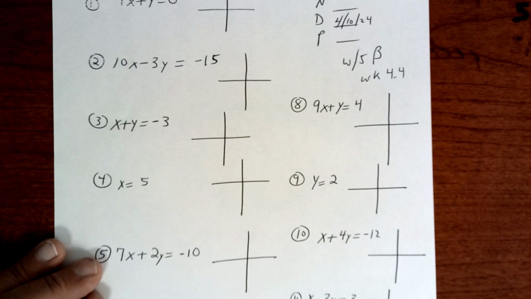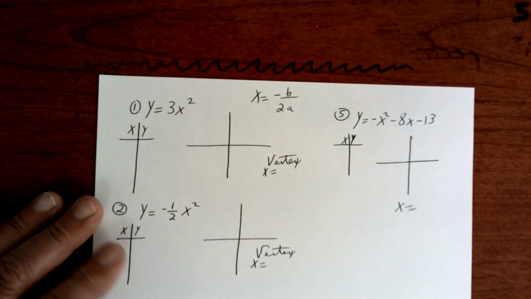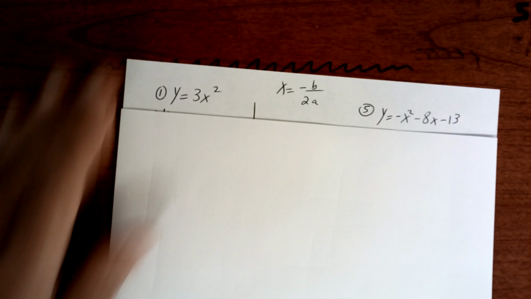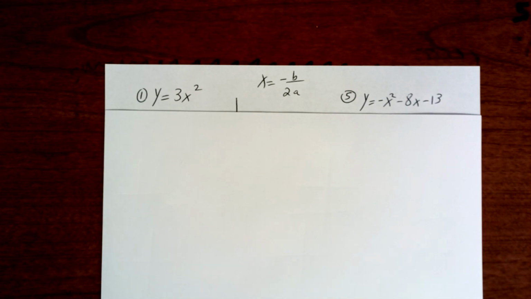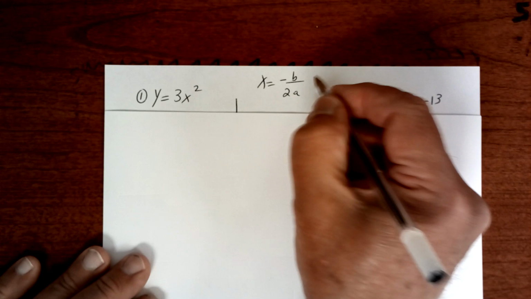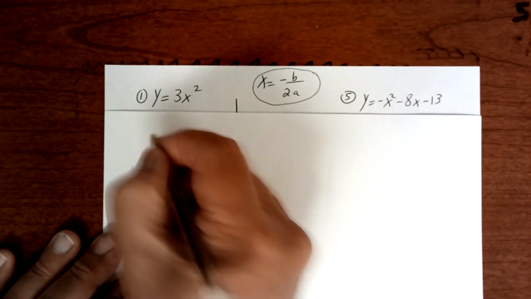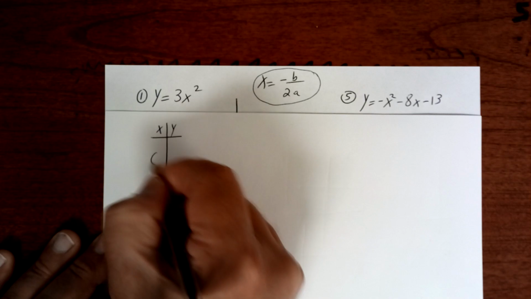But we also are going to do parabolas today. Now sometimes they give you points and sometimes they don't. So what I want you to do is copy down number 1 right here. And copy down that formula. This right here gives you the vertex. And the vertex is important because that's going to give you the turning point. And we're going to put the vertex in the middle.